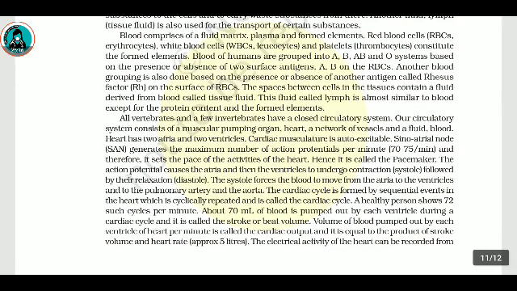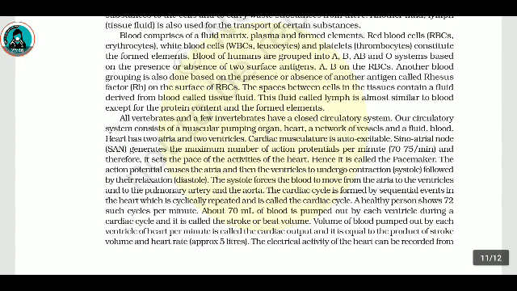The action potential causes the atria and then the ventricles to undergo contraction, systole, followed by their relaxation, diastole. The systole forces the blood to move from the atria to the ventricles and to the pulmonary artery and the aorta. The cardiac cycle is formed by sequential events in the heart, which is cyclically repeated and is called the cardiac cycle. A healthy person shows 72 such cycles per minute.